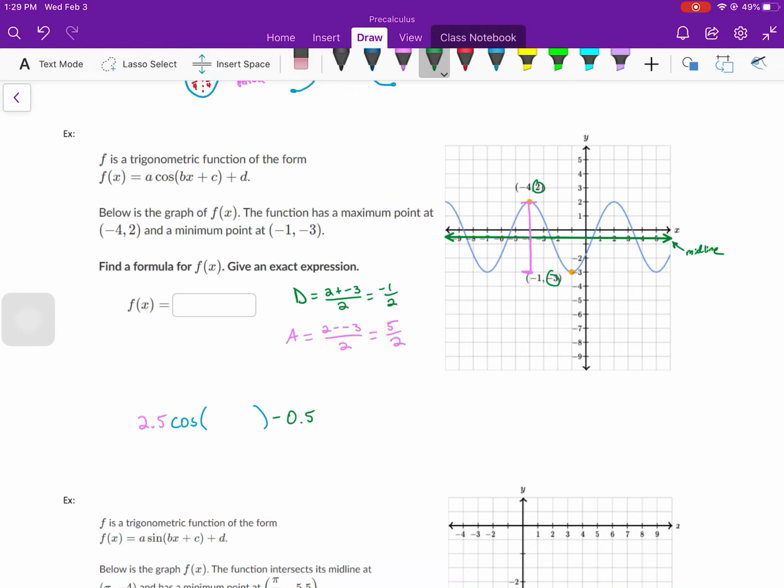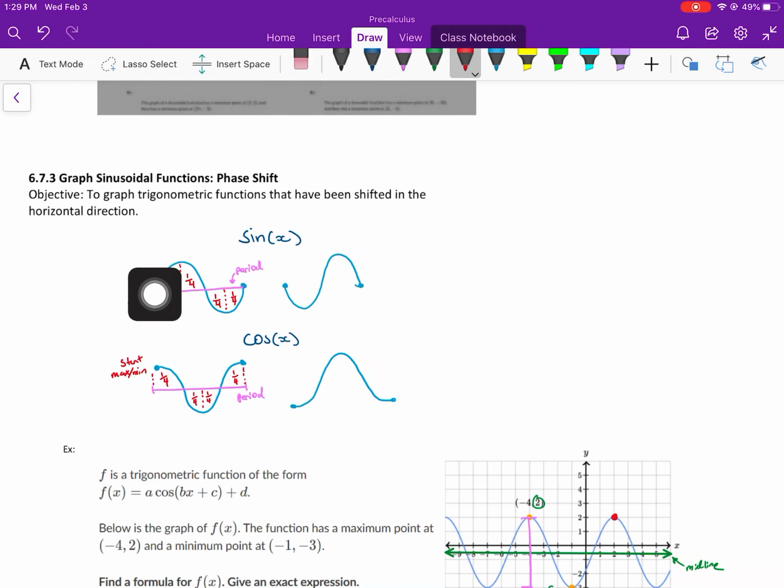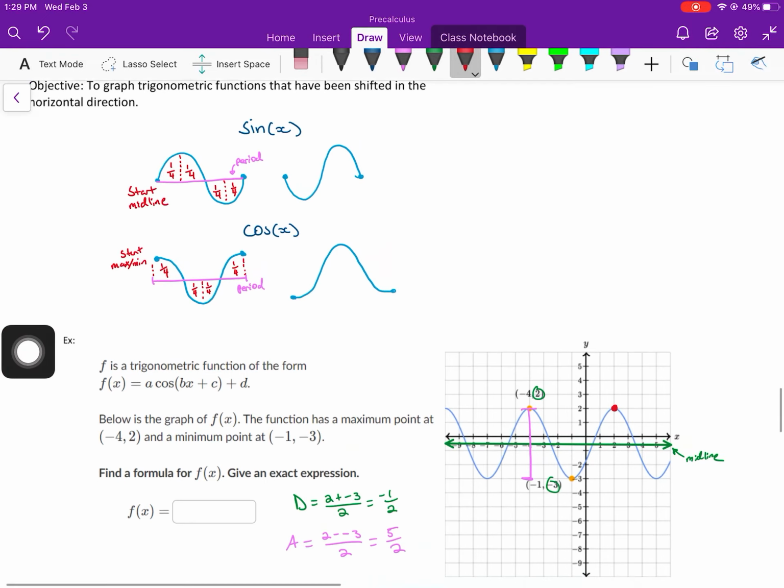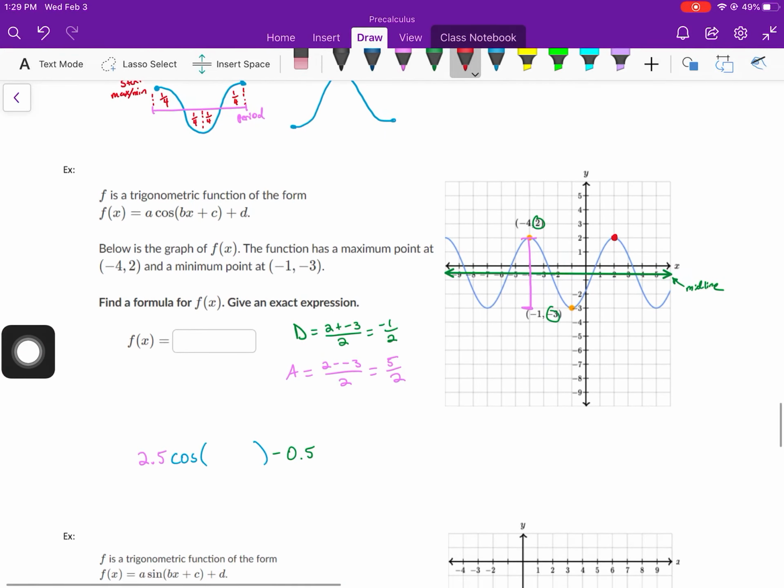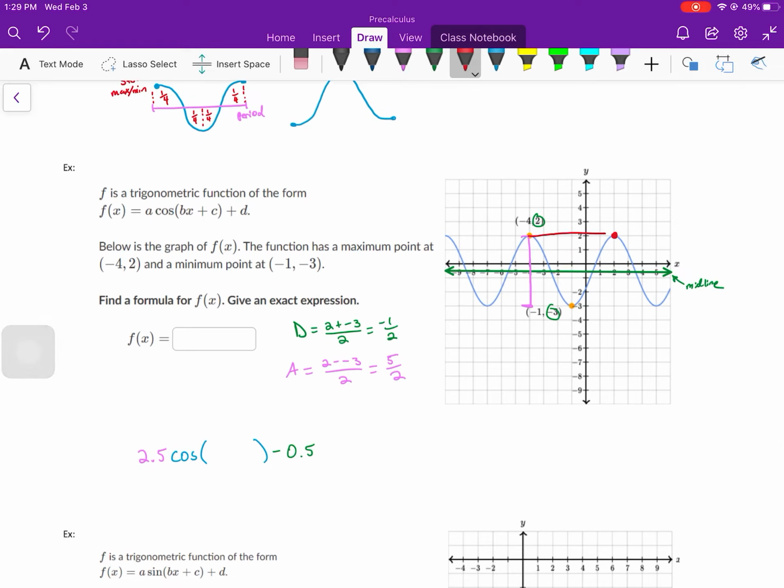Okay, now let's figure out the period. And if you struggle with this, go a couple lessons back. So the period is going to be the length from maximum to maximum. Since we're starting on the maximum, remember, if it was sine starting in the midline, we'd have to go through a hill and a valley. But since we're cosine, we're starting at the maximum, we want this horizontal length here.